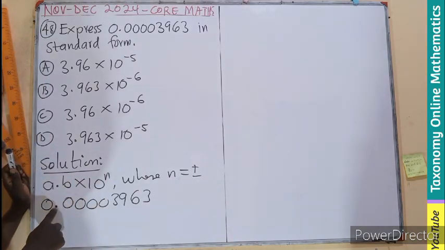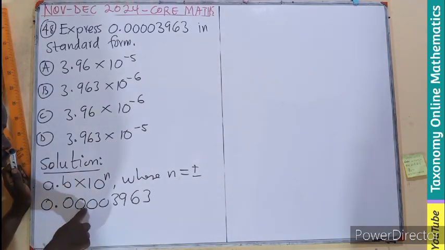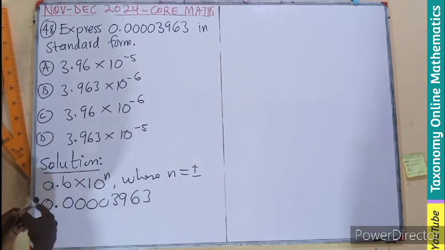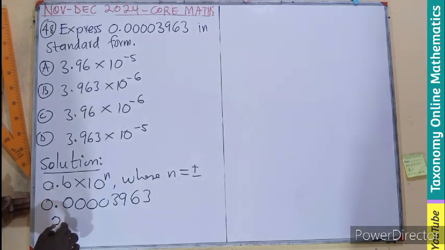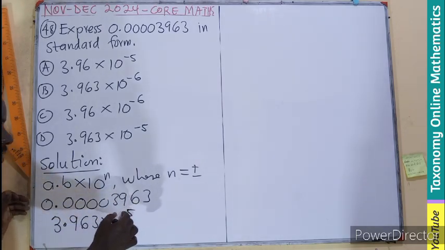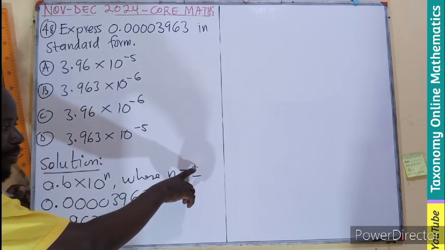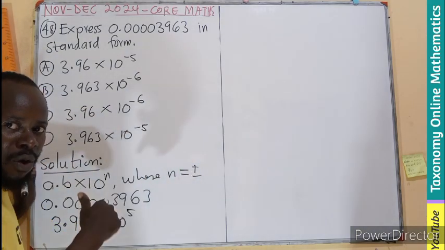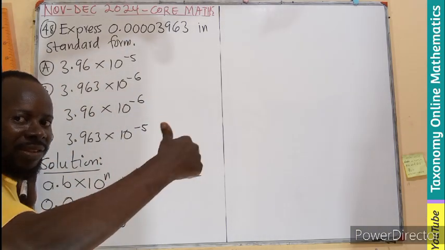So how many times am I transferring? 1, 2, 3, 4, 5, meaning 3.963 times 10 exponent N. And this N is going to be 5, right? Now, we say it can be positive or negative depending on the direction in which the point is traveling.